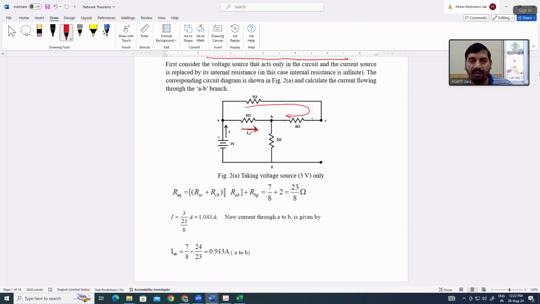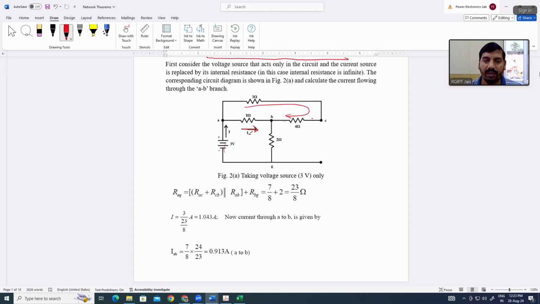And then if you resolve the circuit, this will be in series with this parallel combination, plus RBG. So the equivalent resistance will be 23 by 8. 3 volt is the voltage source value. So what will be the current flowing through this source? The current I will be equal to 3 divided by 23 by 8. That will give you 24 by 23 ampere, that is 1.043 ampere.